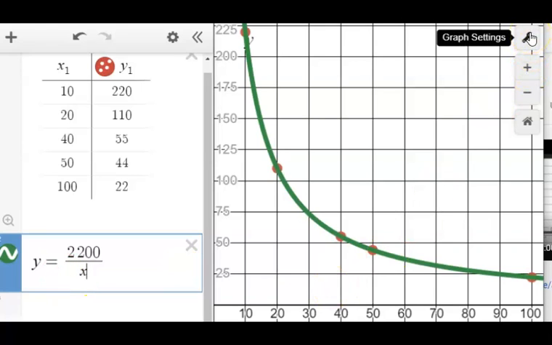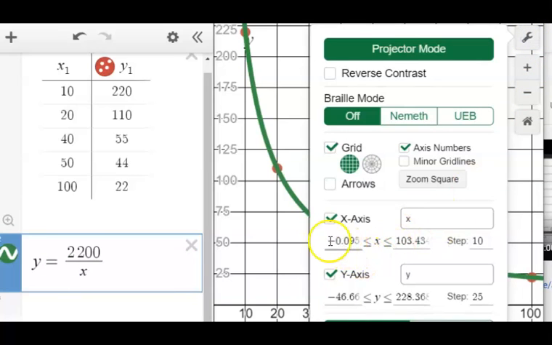To get your domain and range set, you may want to set your x's. You want to go past 100 so you can see this point. And your y's need to go up past 220. So this is the window I have. You could do anything similar to that to be able to see it.